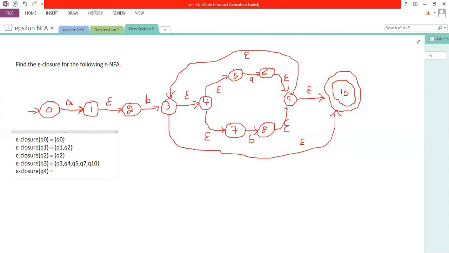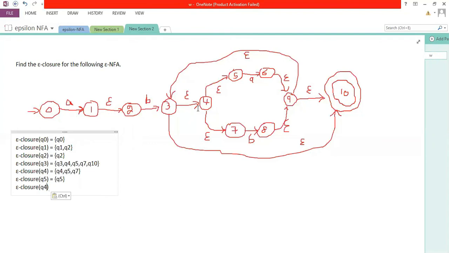Similarly, for the state Q4, it is Q4, Q5, Q7. Hope that's clear. So you cannot go further. Moving on, we just write epsilon closure for Q5. Epsilon closure for Q5 is Q5 itself. Only Q5, you cannot go further.